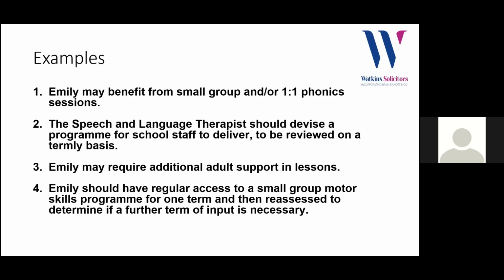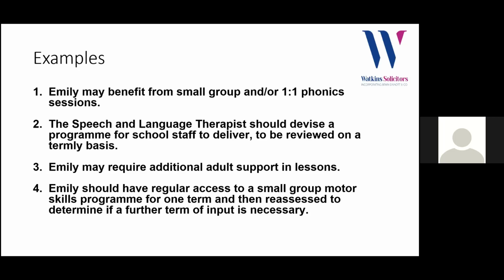And one-to-one phonics sessions, well, we know it's going to be one-to-one. Who's going to be delivering these phonics sessions? Is it a teacher? Is it a teacher qualified and experienced, or qualified and having the MA in dyslexia teaching? And how long are these sessions to take place? Is it 10 minutes, 30 minutes, 1 hour? And how often are they to take place? Is it once a week, once a fortnight, once a month, once a year?